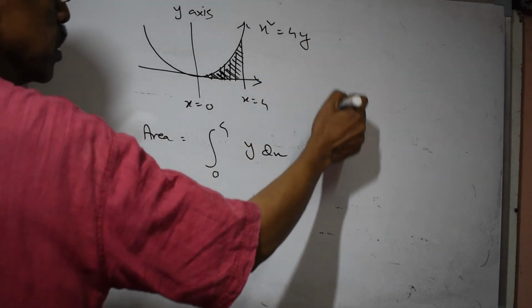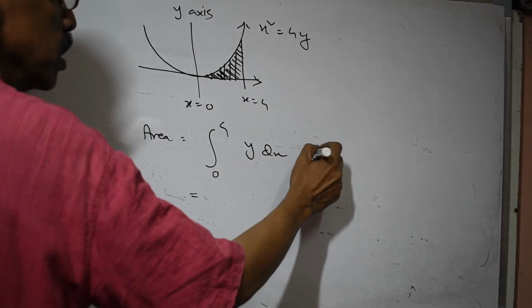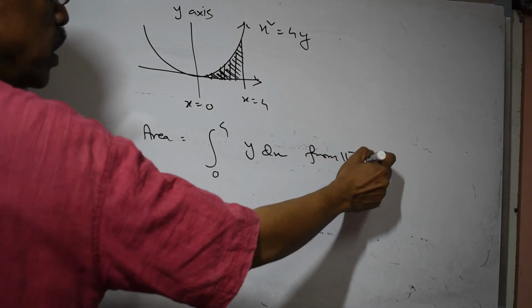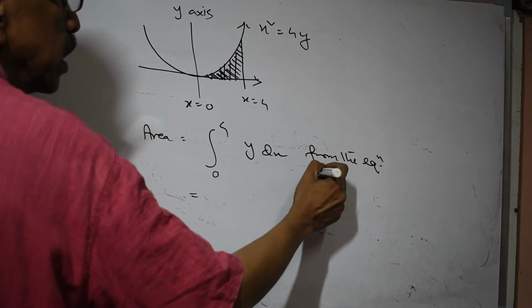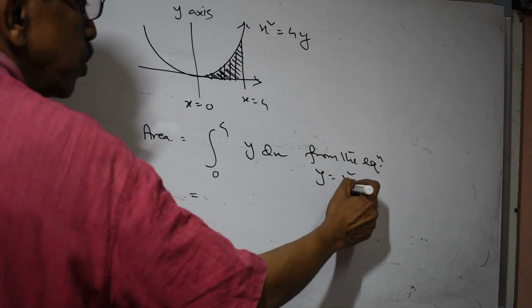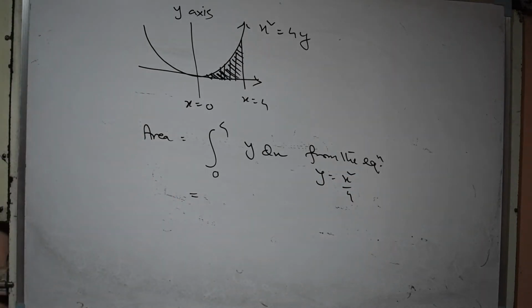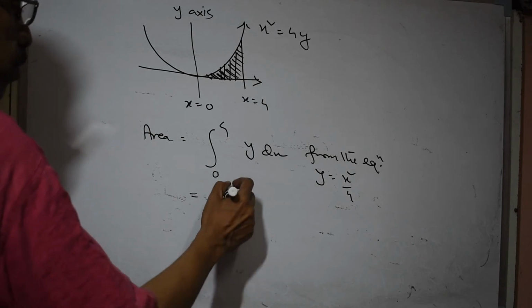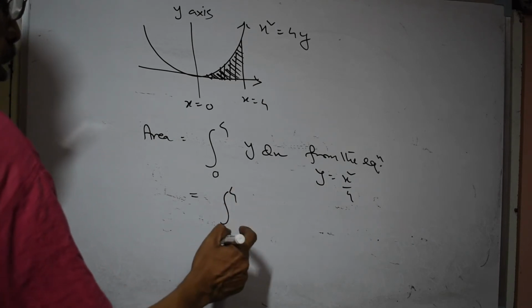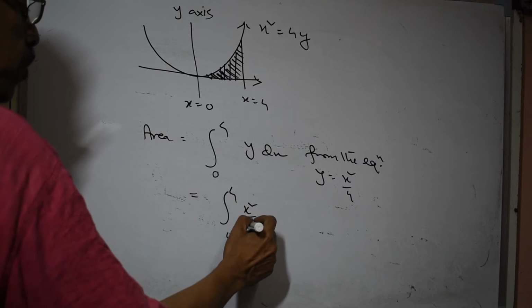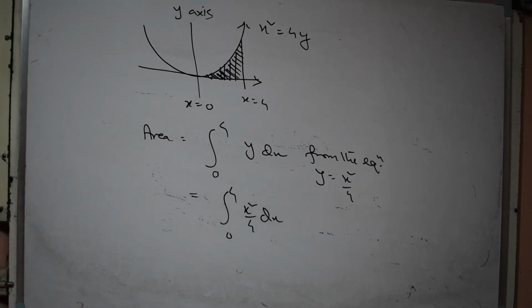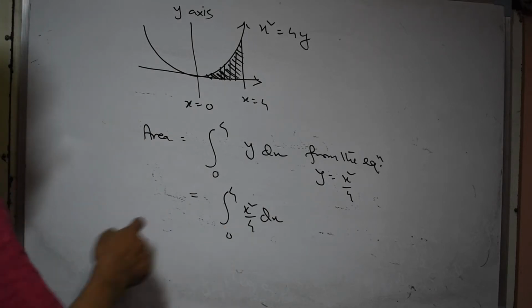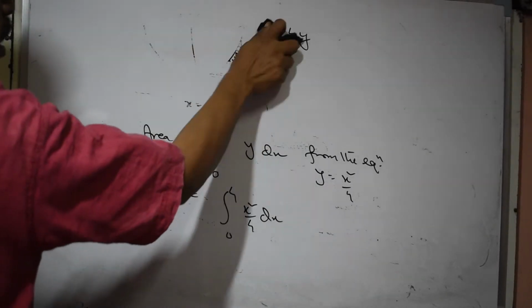Now what is y? From this equation, we find that y is x square by 4. So now we have to put the value of y as x square by 4. So integral from 0 to 4 of x square by 4 dx. Now we will integrate this. We will take 1 by 4 outside because this is a constant.